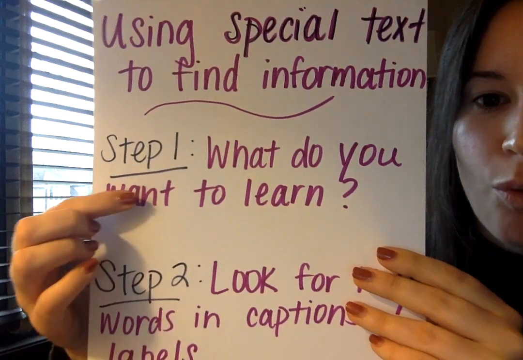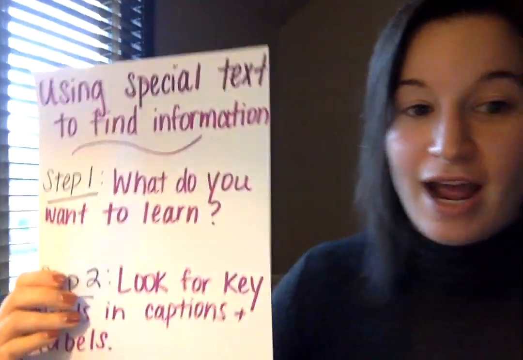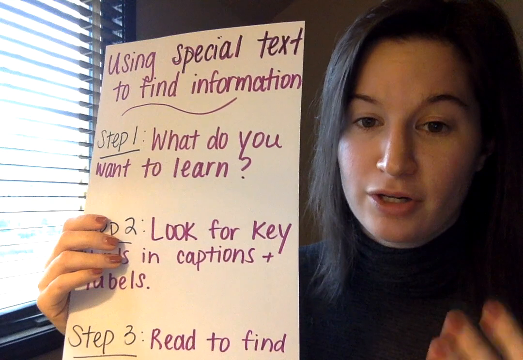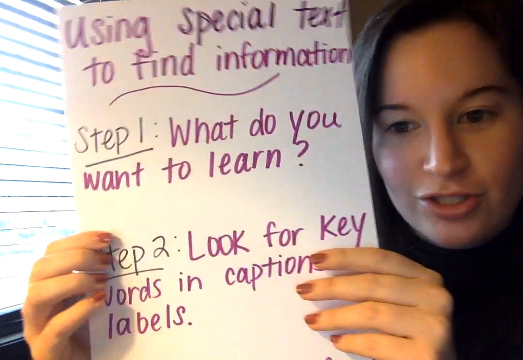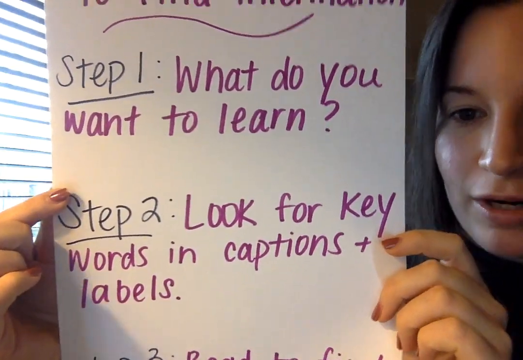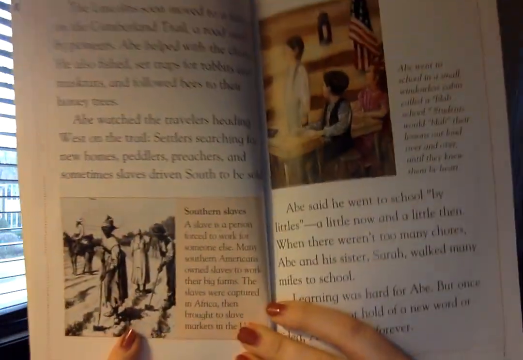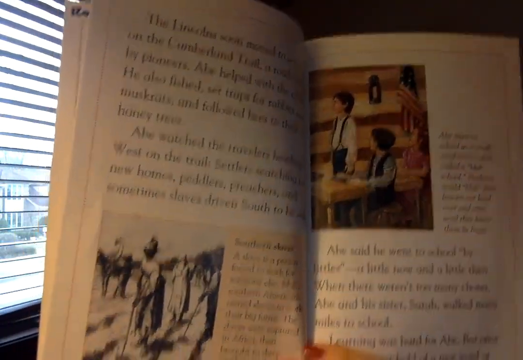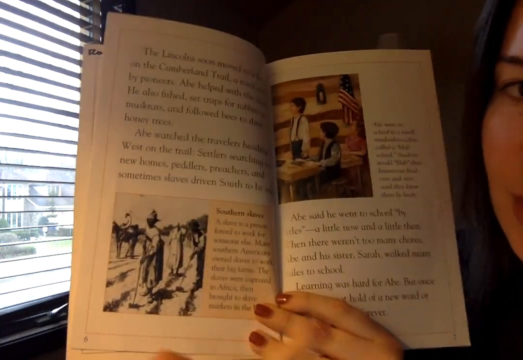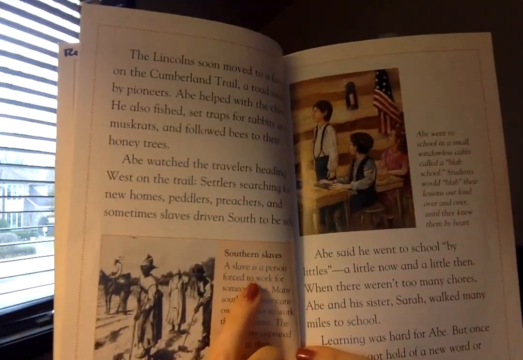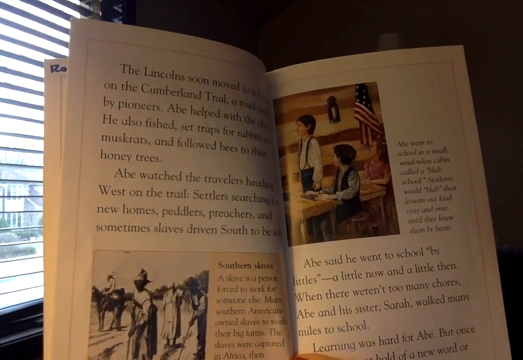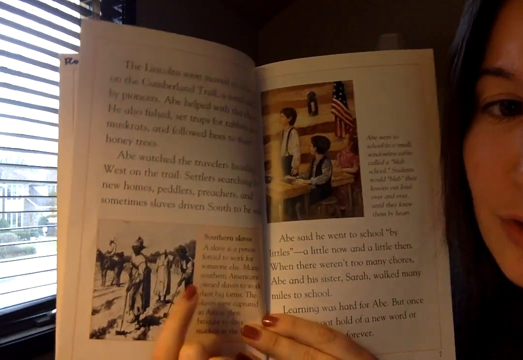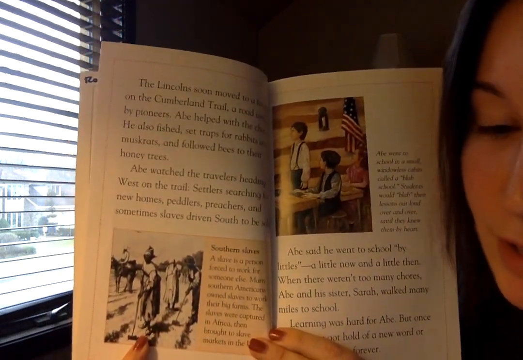Step number 1, what do you want to learn? The question asked us, what does the caption help you understand about the image? So I want to learn more about what the caption helps us understand about the image. Step number 2, look for keywords in captions and labels. Looking at our caption and our picture, reading through, some key words or important words that are sticking out to me would be slave, work, big farms. And then I'm also going to be looking at those keywords and seeing where I see them in the picture.